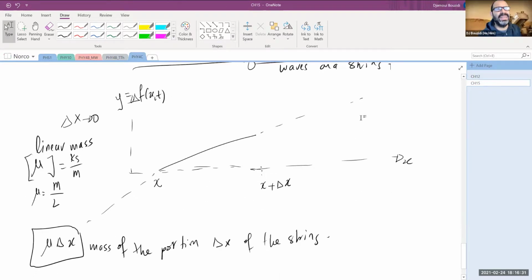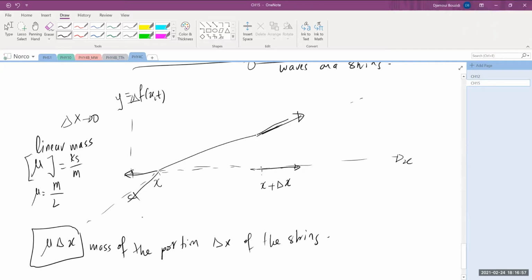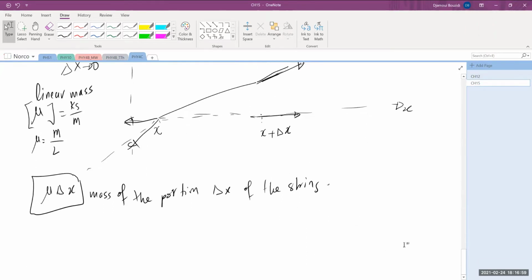The string has a tension T. That's what keeps it straight, by the way. If you cut the string to cancel the tension, the string is no longer straight. So you need tension to keep it in its location. So this is before. But now the string is in this position. So this is this portion of the tension, and this is this portion of the tension. That's what keeps it from falling.